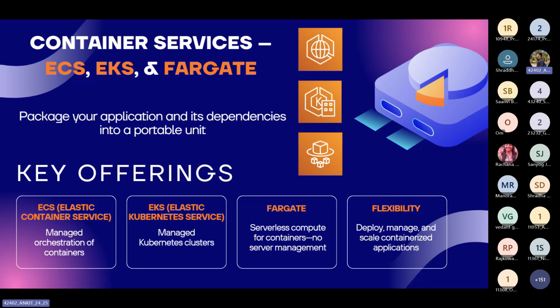This flexibility definitely speeds up deployment and makes scaling applications much simpler. And yeah, these are the full forms. ECS stands for Elastic Container Service. EKS for Elastic Kubernetes Service. Fargate, serverless compute, no server management. And AWS will handle all that. And definitely flexibility. Deploy, manage, and scale containerized applications.